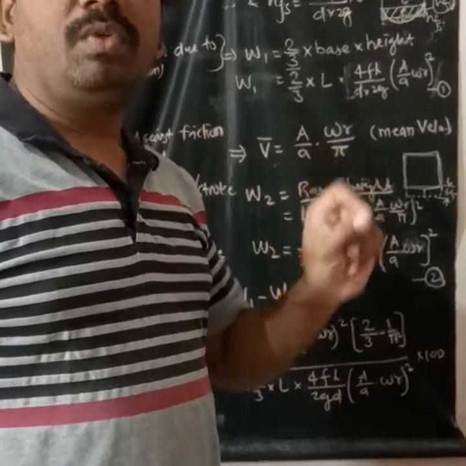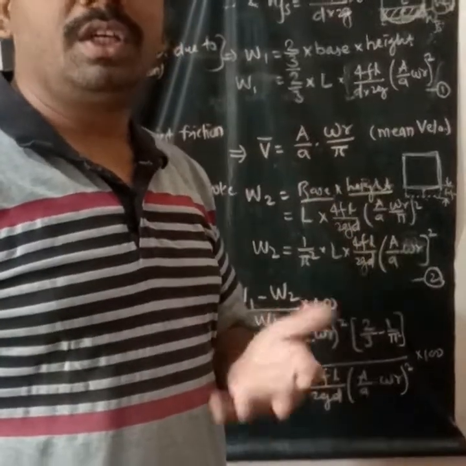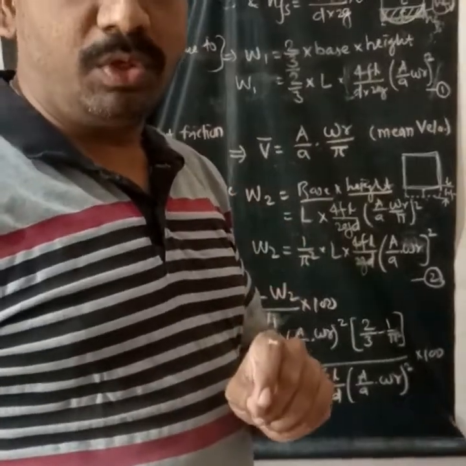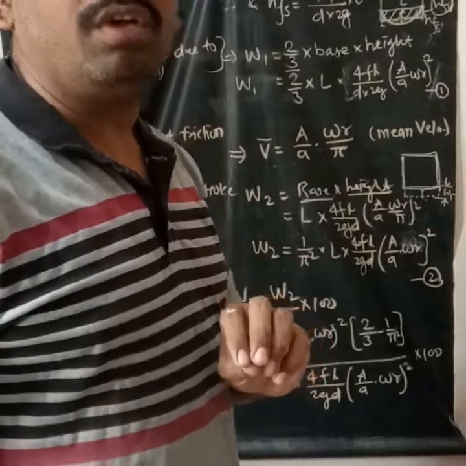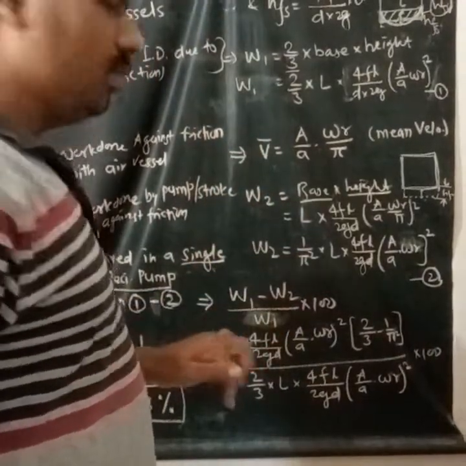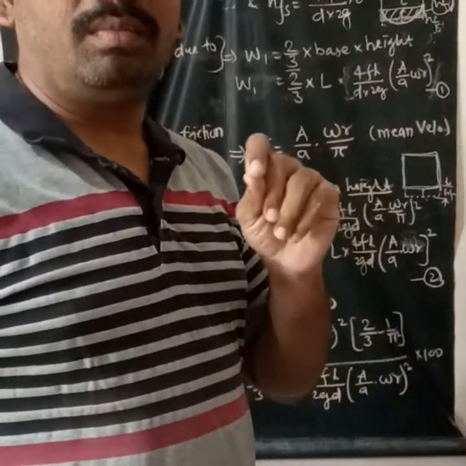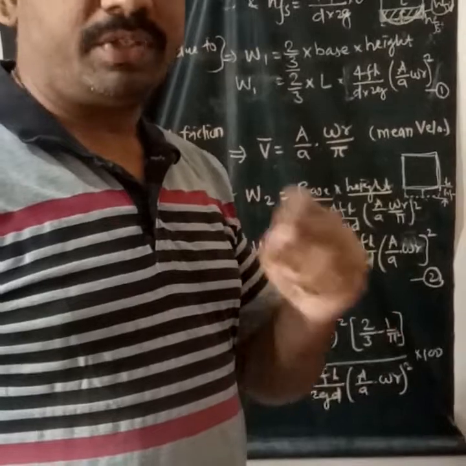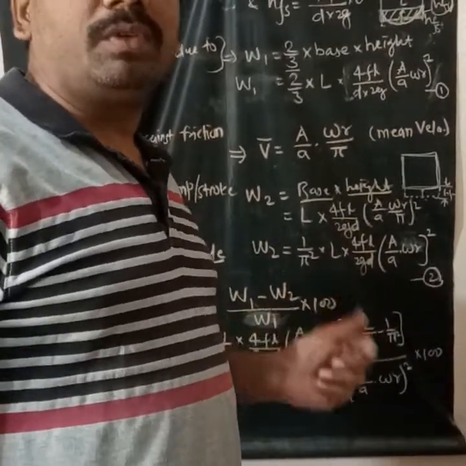Simply that is W1 minus W2. Suppose if you require it in terms of percentage, then it is W1 minus W2 upon W1 into 100. That will give the value of the work saved in case of a single acting reciprocating pump by using the air vessel, in percentage. So let us see that W1 minus W2 upon W1 into 100.